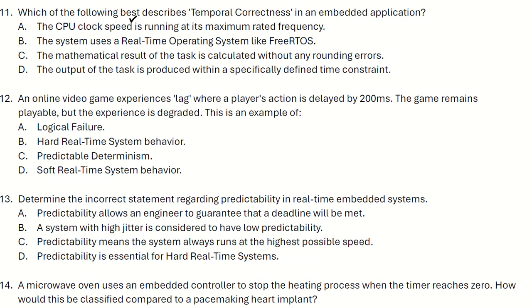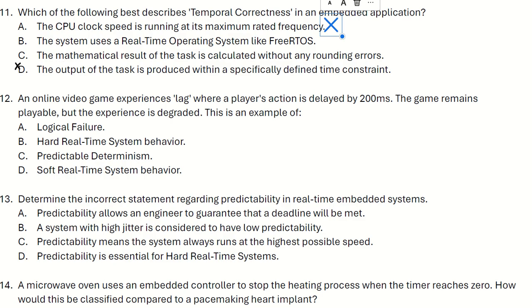Next, which of the following best describes temporal correctness in an embedded system application? The clock speed is running at maximum rate. This one is definitely wrong. Temporal correctness means we want to make sure the timing constraint is fulfilled, by scheduling the tasks accordingly. The system uses a real-time operating system like FreeRTOS. This one is not the best description.